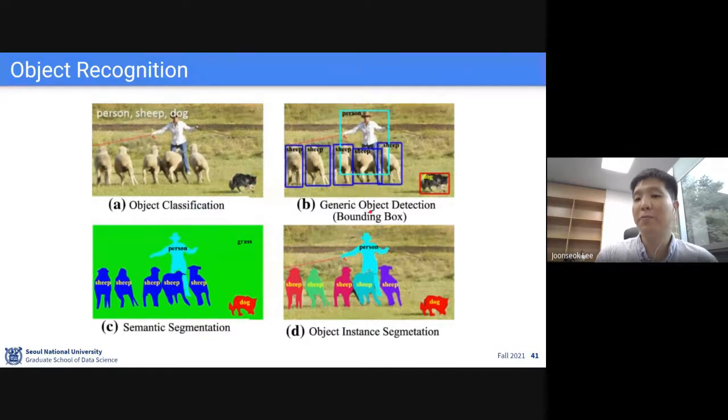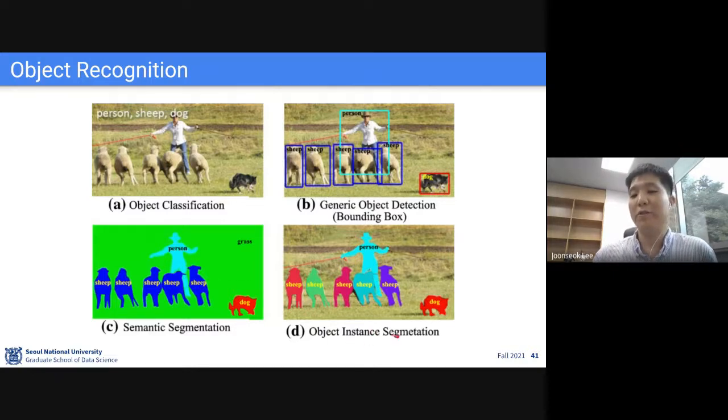In the object detection task, the task is more sophisticated: you need to find out that this image contains person, ship, and dog, but not just that, you also need to locate them using a bounding box, which is the tightest box containing each object. And semantic segmentation is even more sophisticated: at the pixel level, you need to specify which pixel belongs to which object, for all the pixels in the image.